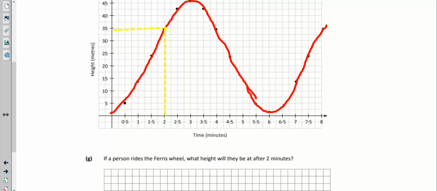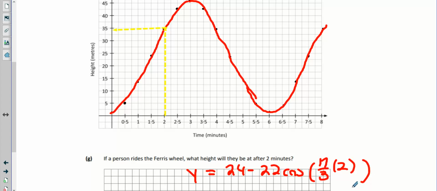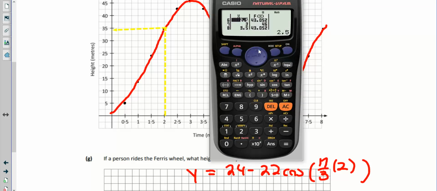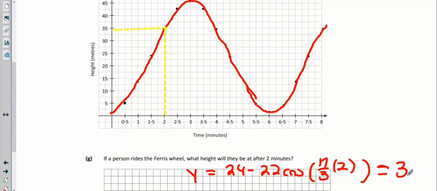Well, we have a formula, don't we? What's the formula? The formula is 24 minus 22 cos pi over 3 times the time, isn't it? And what did it tell us the time is? 2. Well, put that into your calculator and let me know. In fact, we already have it, don't we? It's up here. It's 35. Wasn't that good of a question in the end.